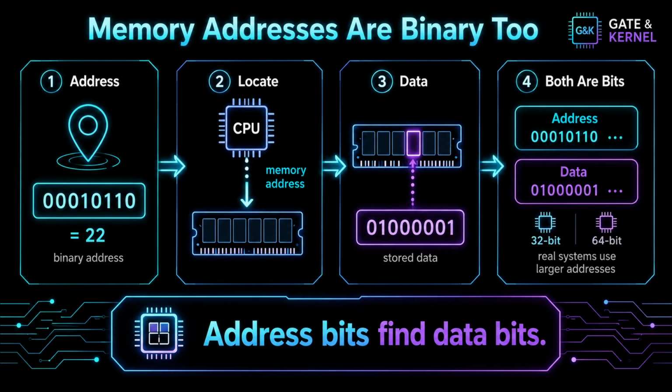Real computer addresses are much larger. A 32-bit system uses 32-bit addresses, while a 64-bit architecture can work with much larger address values. The important idea is simple: the address used to locate data is represented with bits, and the data stored at that address is also represented with bits.